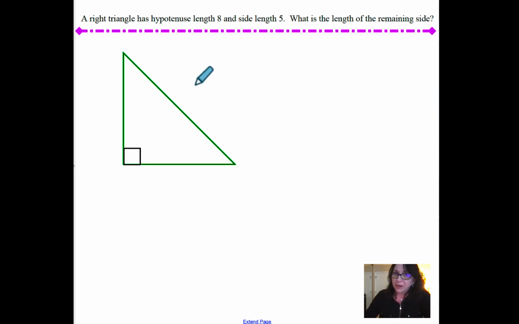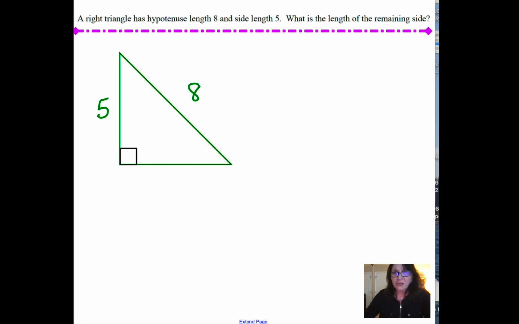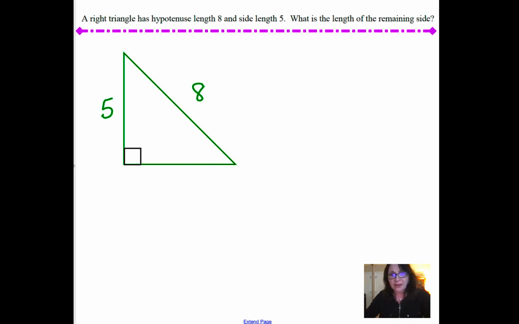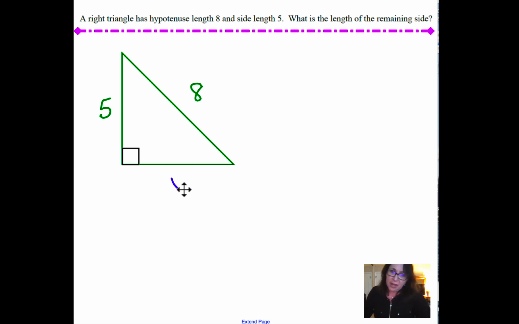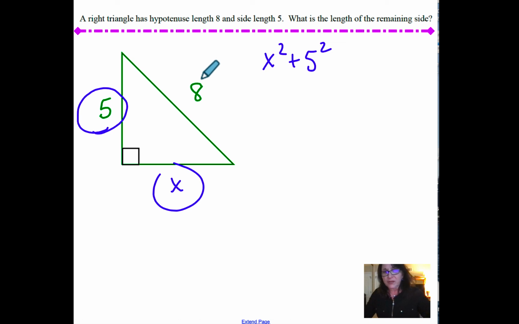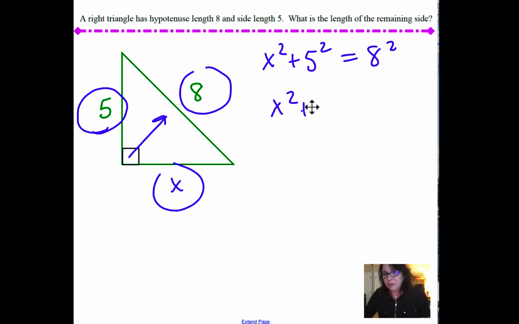A right triangle has a hypotenuse length of 8 and one side length of 5. So our job is to find the length of the remaining side. We'll call it x. And we're going to use the Pythagorean Theorem again. We're going to go x squared plus 5 squared. You're saying leg squared plus leg squared is equal to the hypotenuse squared. The hypotenuse is always going to be set by itself, and it's the side that's across from the right angle. And so that's going to equal 8 squared. So we have x squared plus 25 is equal to 64.